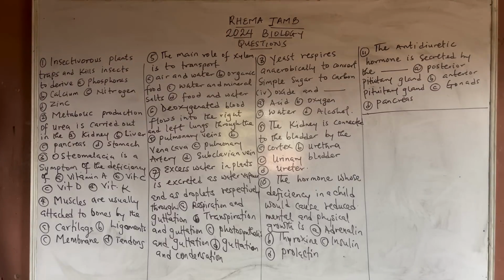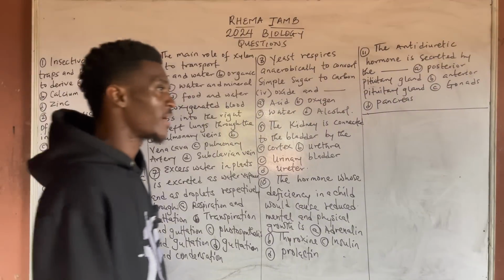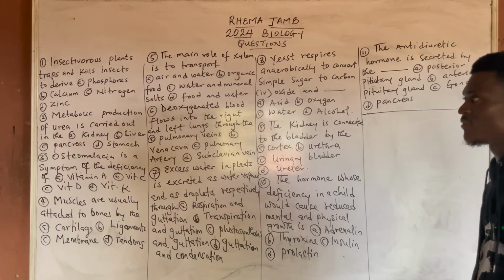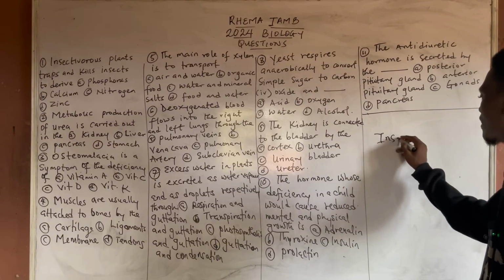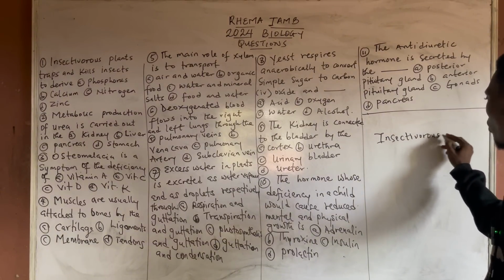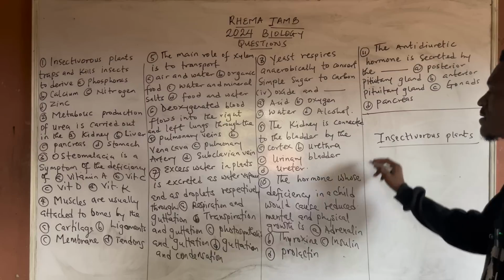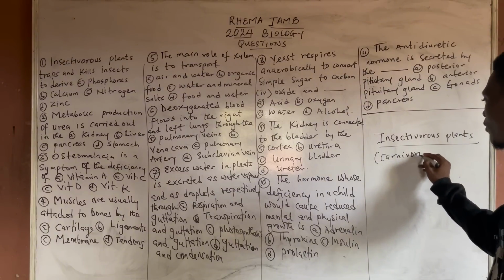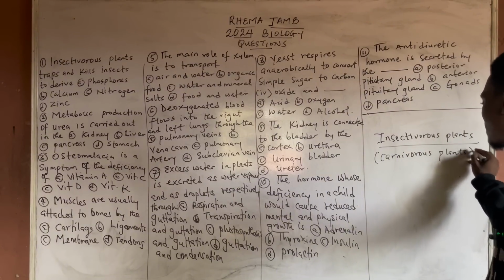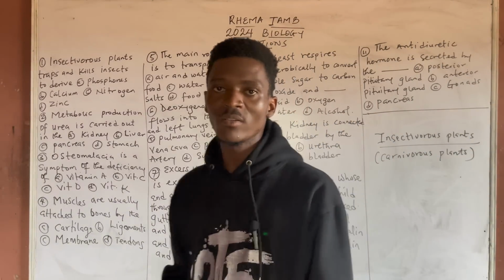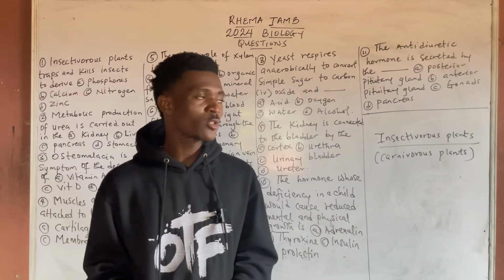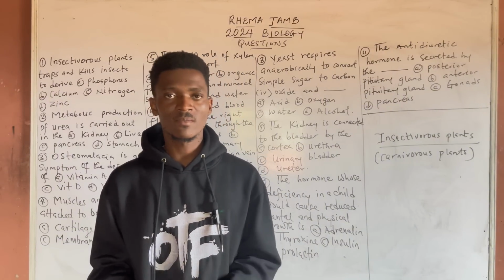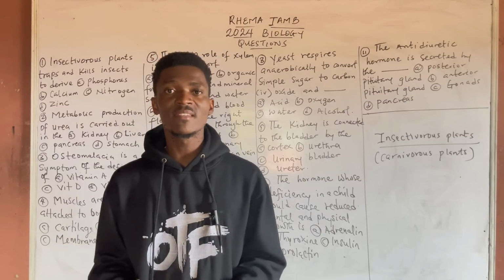Question 1: insectivorous plants trap and kill insects to derive dash. First and foremost, we have to understand what insectivorous plants are. These insectivorous plants are also called carnivorous plants. When I say carnivorous plants, I don't mean that they literally feed on animals. Plants do not have mouths to feed on animals. What happens is they feed on insects. That's why you can also refer to them as insectivorous plants.